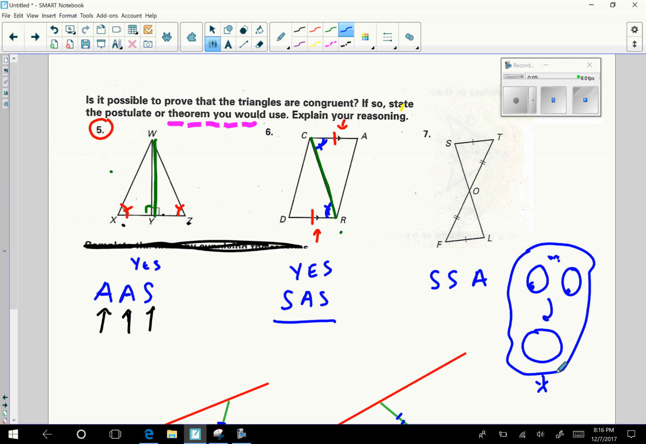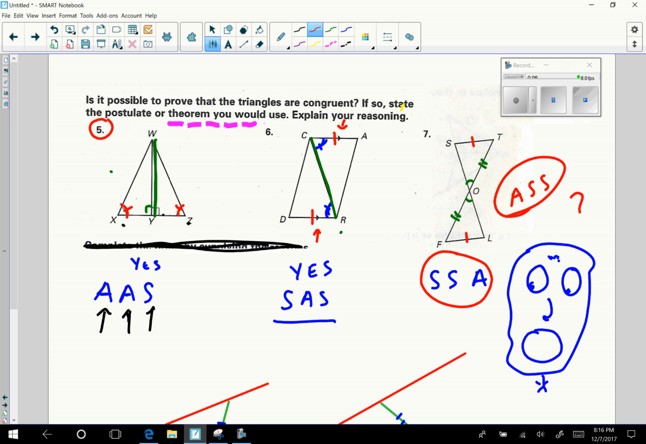Here I have a diagram where it appears that these triangles are congruent. Because if I look, I have these vertical angles are congruent. I have a pair of corresponding sides that are congruent, and I have another pair of corresponding sides congruent. So I have angle, side, side, or side, side, angle. We could say angle, side, side, but we know we're not allowed to say that. But either way, this is not a congruence theorem.